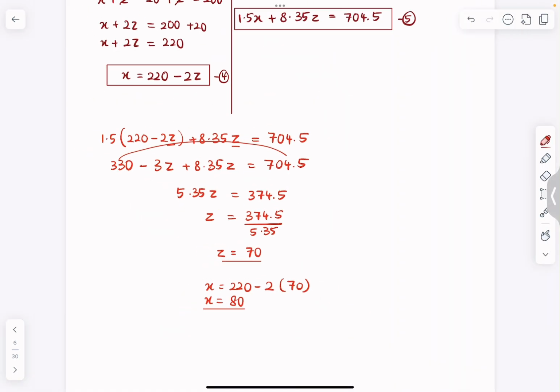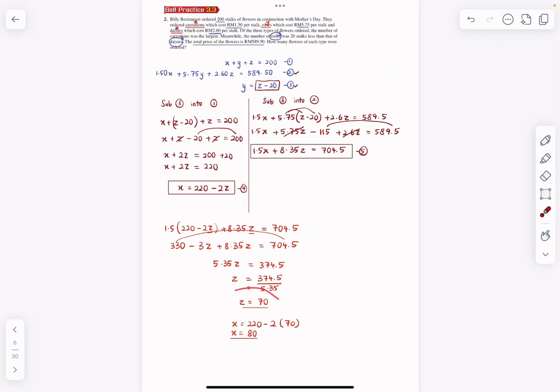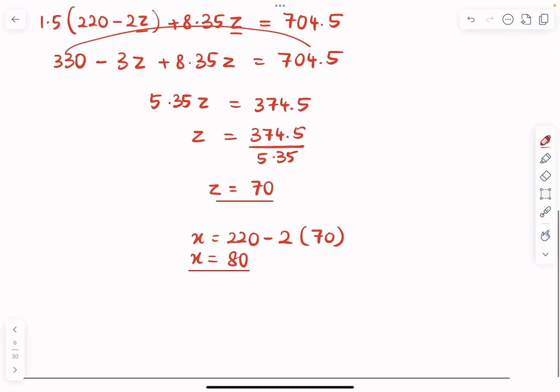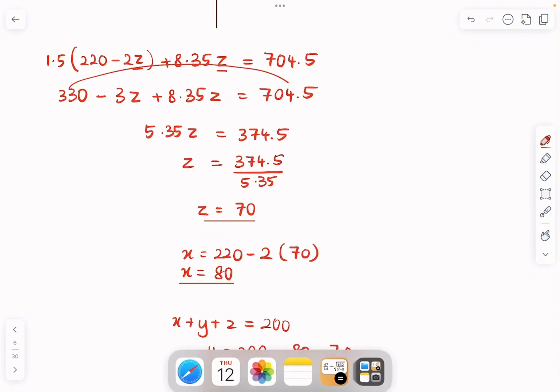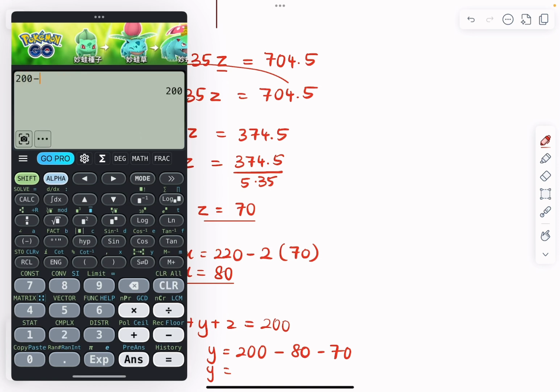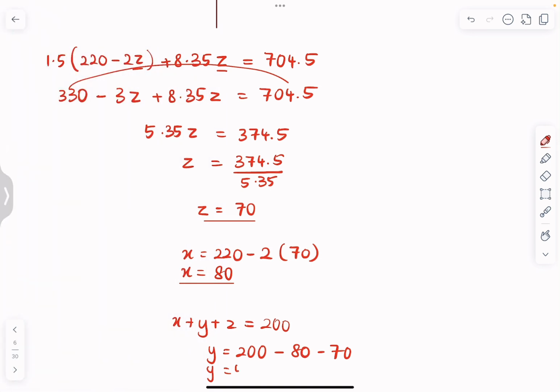Now that we have x and z, we can find y. We can sub these two into any of the first three equations. Here got no x, so cannot. The simplest one looks like the first one: x plus y plus z is 200. So y will be 200 minus x and minus z, so 200 minus 80 minus 70. We get 50. So conclusion, we can say x is 80, y is 50, and z is 70.